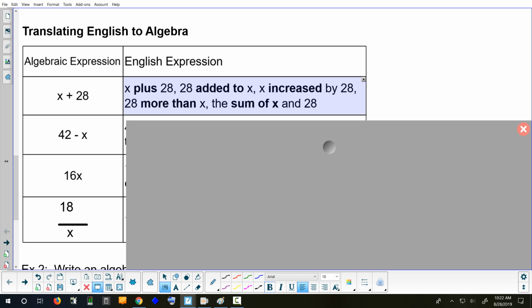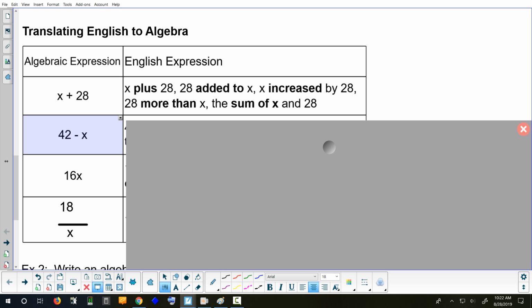Plus, added to, more than. So like if Lucas had $15, and I said, well, I have $2 more than him. Well, that just means to add 2, right? And you know how much I have. $2 more than Lucas, I have 17. So more than is another way to say add.